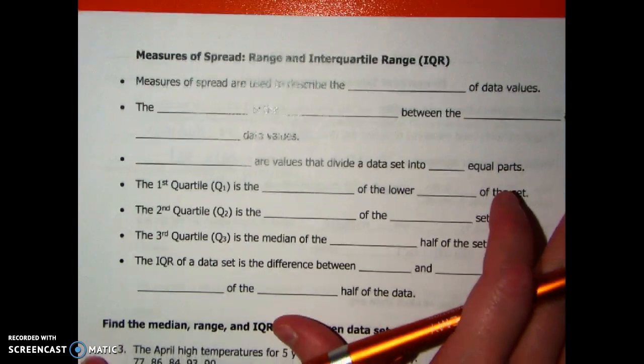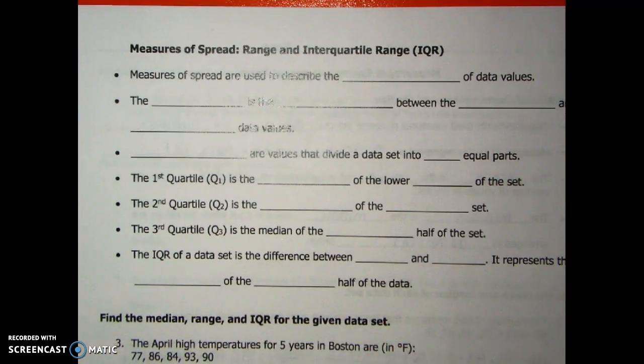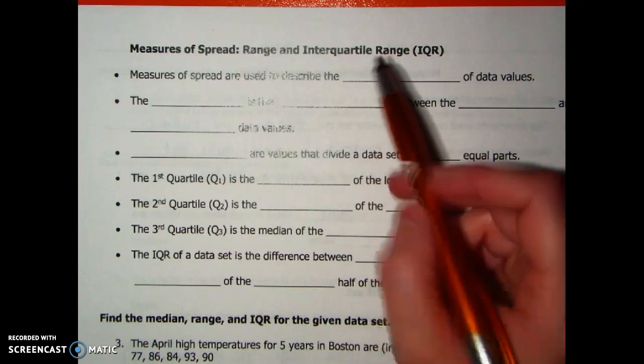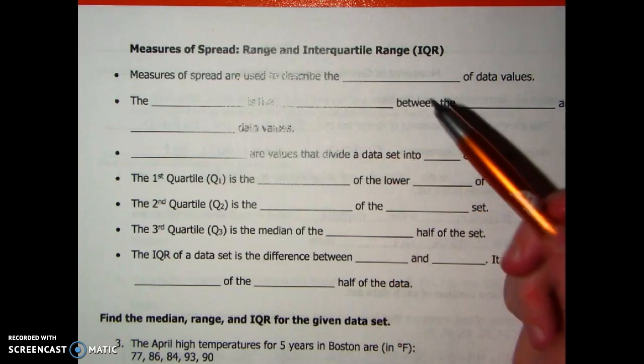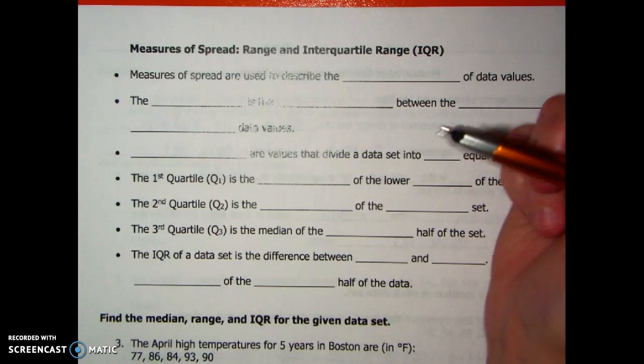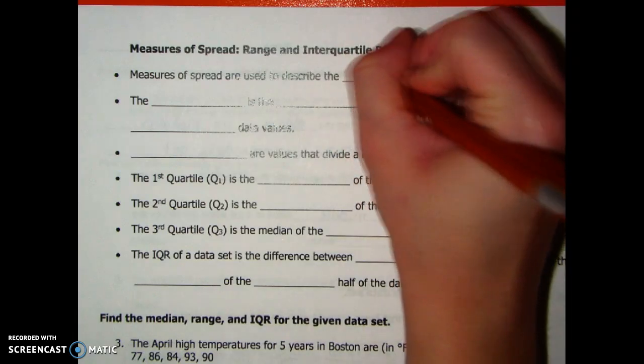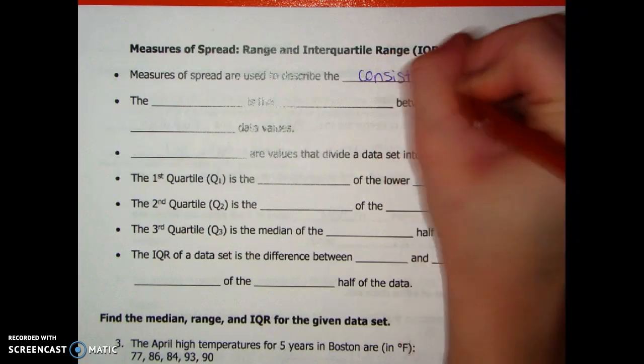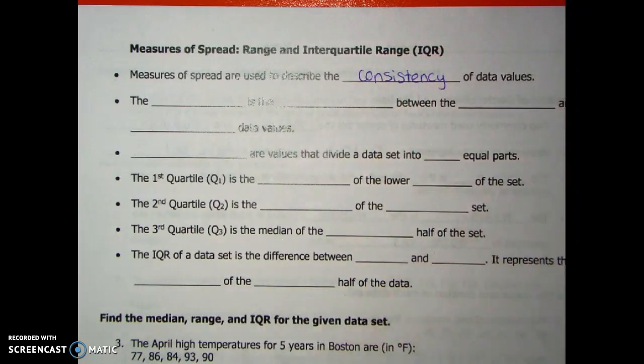Okay, measures of spread. So now we're doing the range and interquartile range, or IQR. You've probably seen range before. You might have seen IQR before, but you might not have. So here we go. Measures of spread are used to describe the consistency of data values.